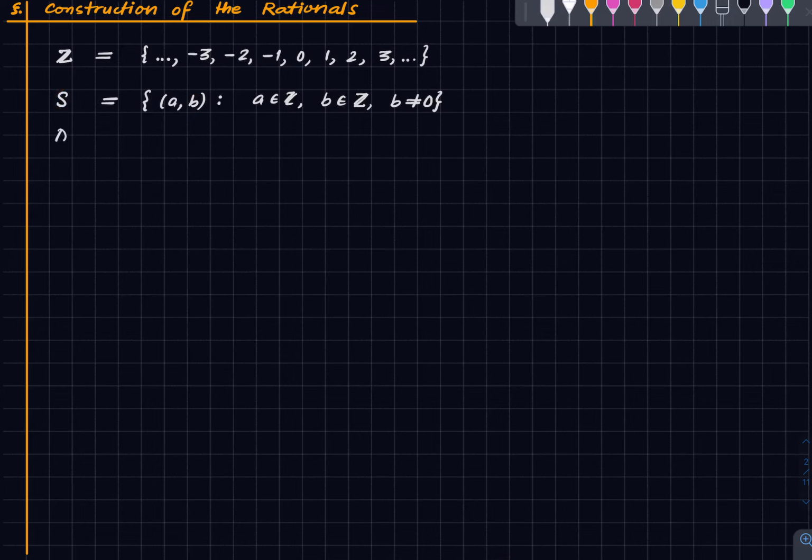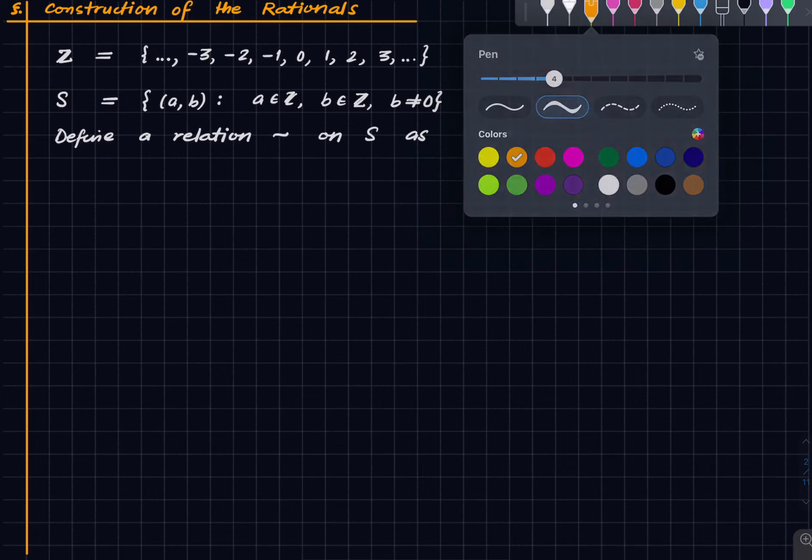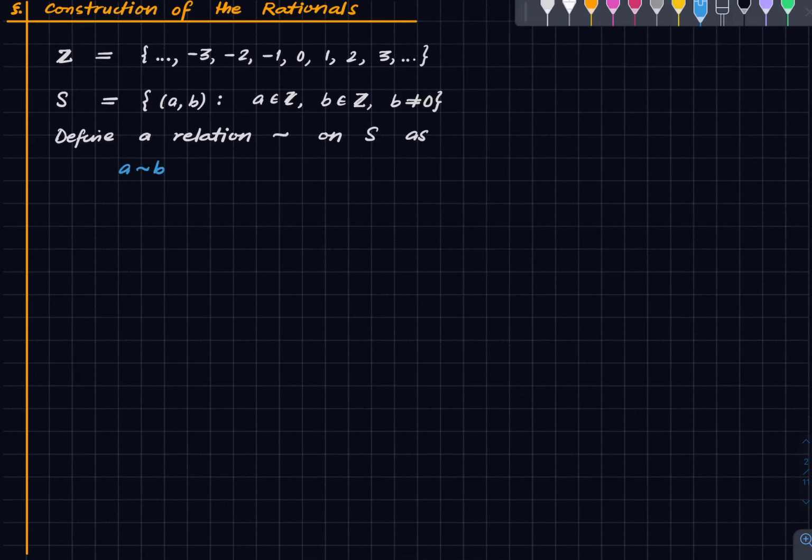So define a relation tilde on S as follows. We write (a, b) tilde (x, y) if and only if ay equals bx. Right, this is our definition.